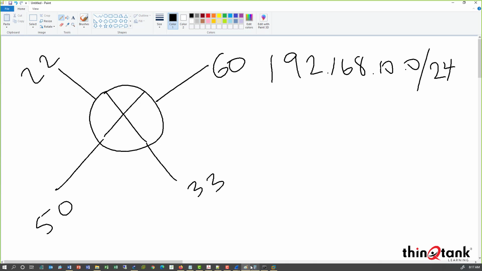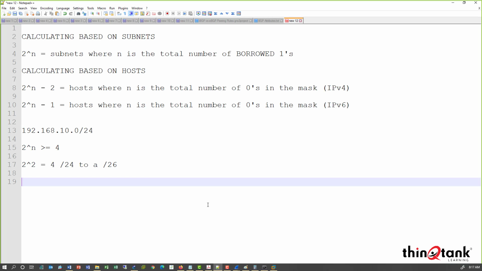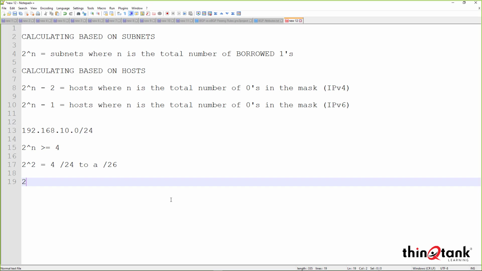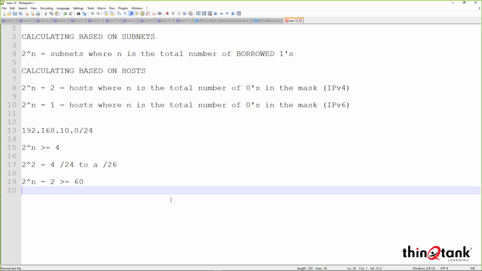So now I'm going to say, okay, let's do our host calculation. 2 to the power of n minus 2 has to be greater than or equal to 60, and I solve for n. 2 to the power of 6 minus 2 equals 62. 2 to the power of 6 is 64. Minus 2 is 62.